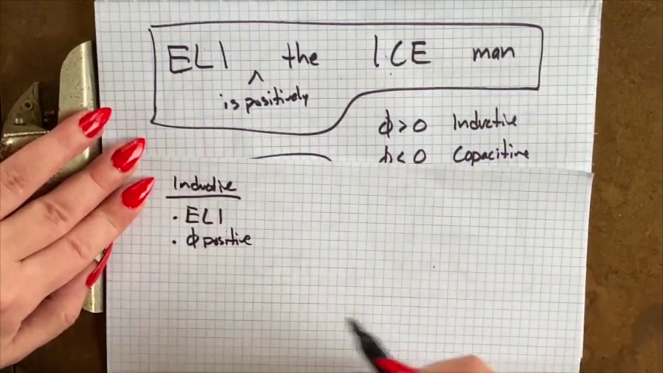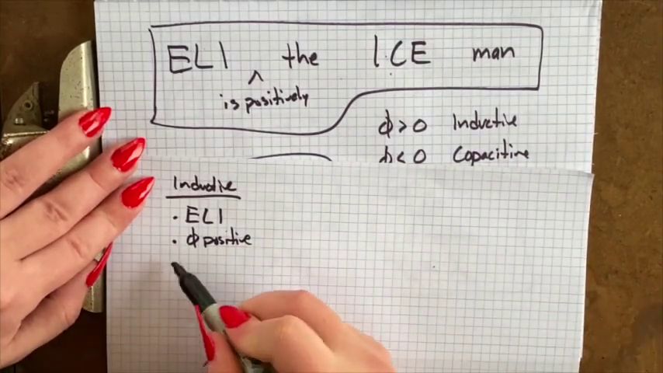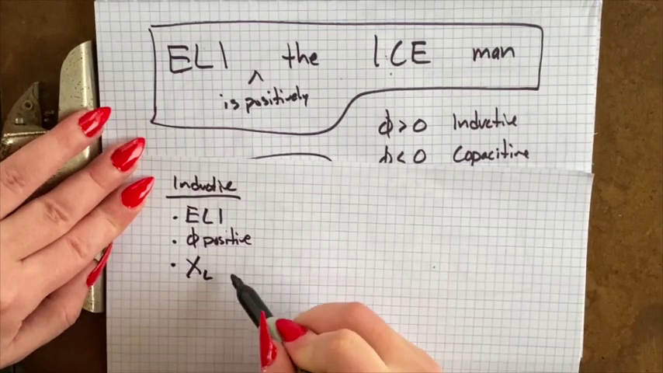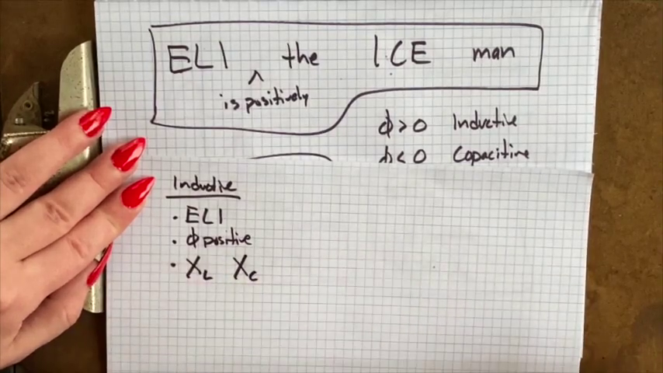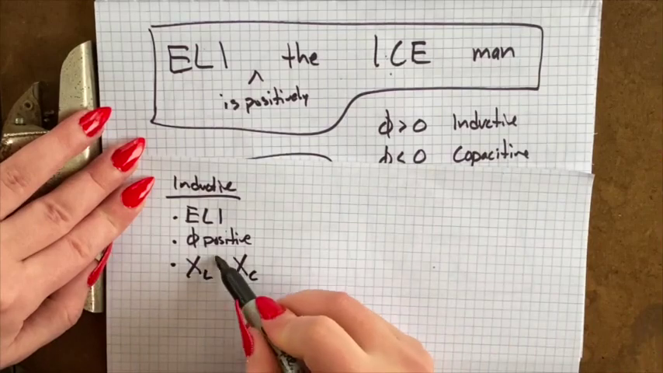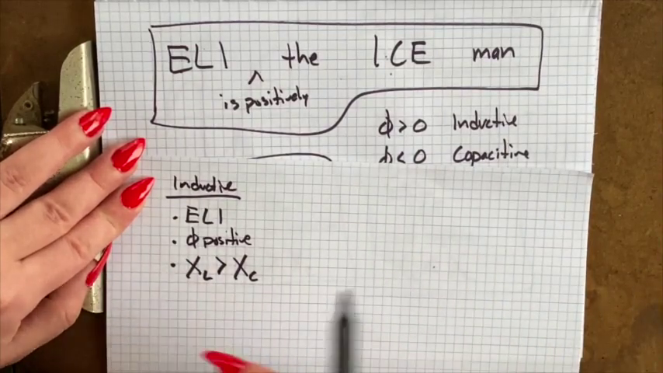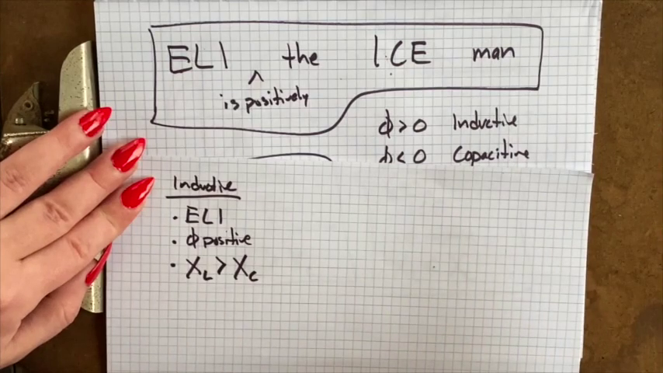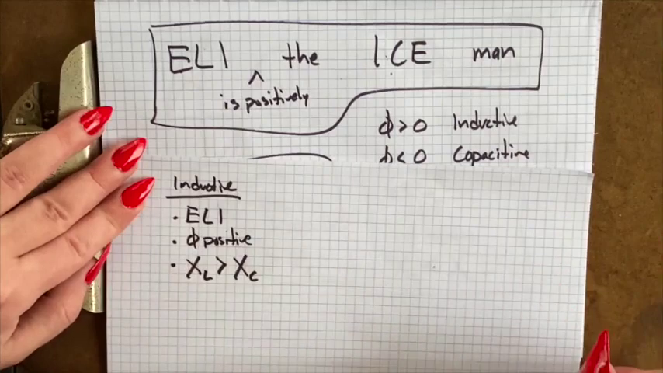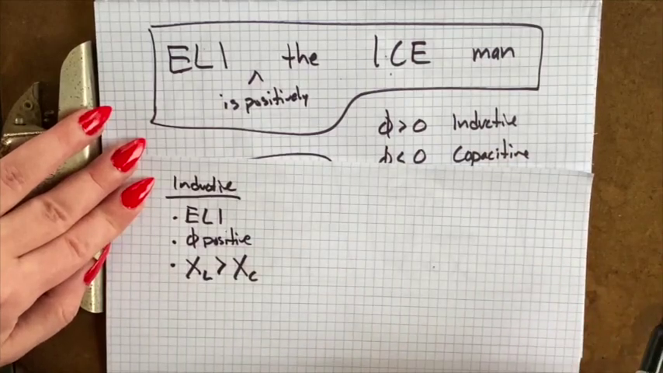And another way that we can do it is by direct inspection. If you've got more than one component, which one dominates? If your inductive reactance is literally more ohms than the capacitive part, well, then the circuit is more inductive. It's got more inductive properties than it has capacitive.